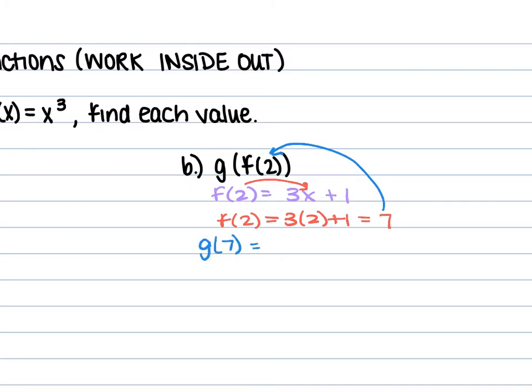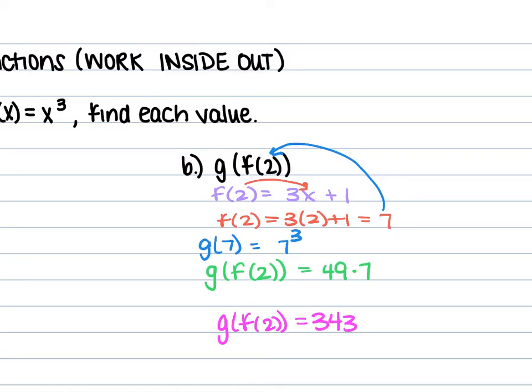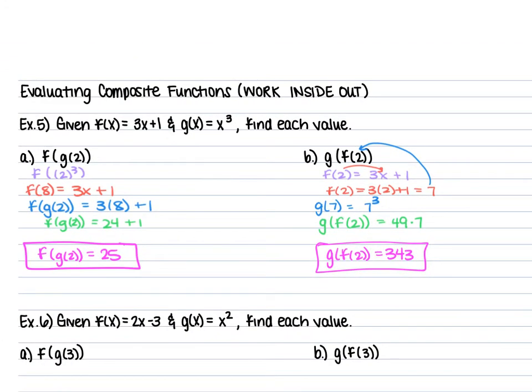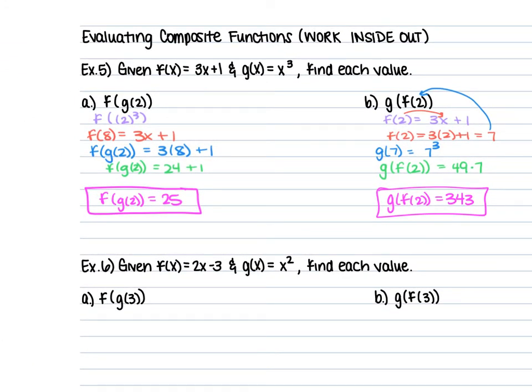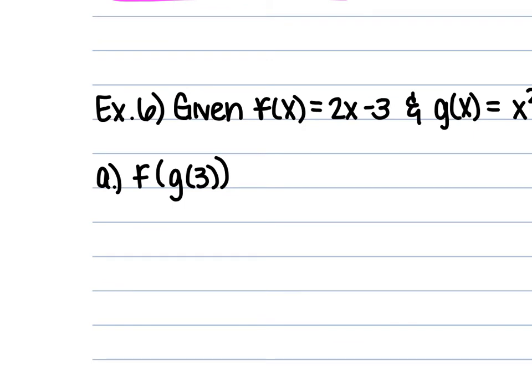So this is just going to be 7 cubed. So g of f of 2 is equal to 7 cubed, which is 49 times 7, which is 343. So g of f of 2 is equal to 343. For example 6, we have f of x is equal to 2x minus 3, and g of x is equal to x squared. First, we are going to find f of g of 3.